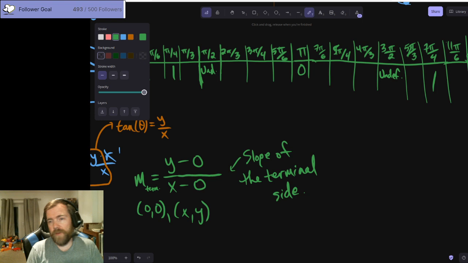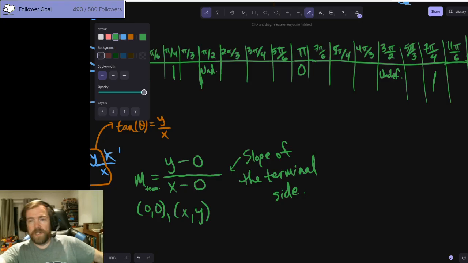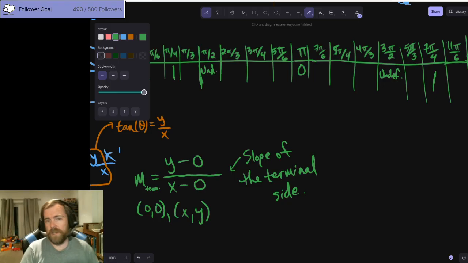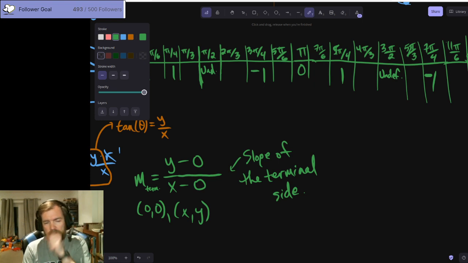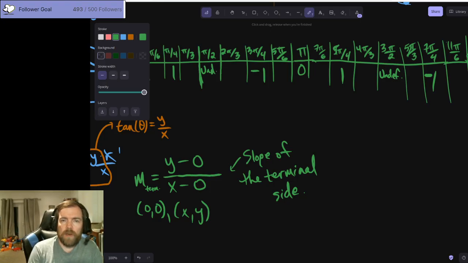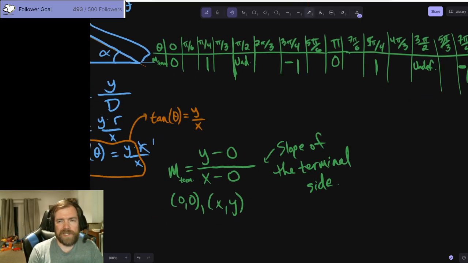Our 3 pi over 4 and 5 pi over 4 have opposite signs. So in the second and fourth quadrants, right, our x's and y's have opposite signs. So they're going to be a negative 1 for both of them. I did that wrong. No, fourth quadrant, that's that one. 7 pi over 4. 5 pi over 4 is third quadrant. Both are negative, so that divides out. Right, 3 pi over 4, 7 pi over 4, the signs are different. Therefore, negative.